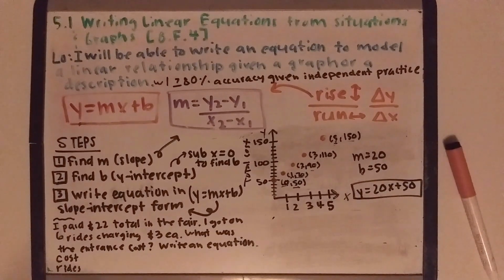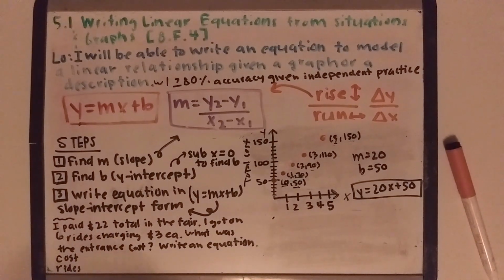Okay, so in this case, this one's a little more challenging. It says that I paid $22 in total at the fair. I got on 6 rides, charging $3 each for every ride that I got on. And then what was the entrance cost? So the question is, what's my initial value? How much did I pay to just go in? Okay, so we need to find my m before I do anything.